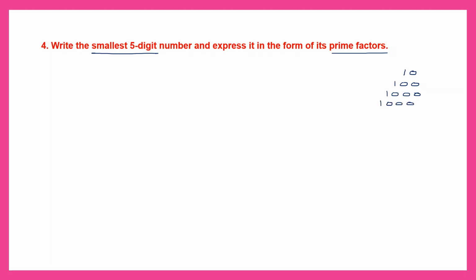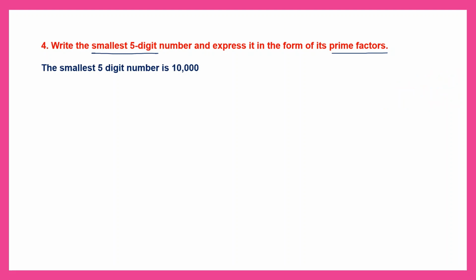So let me go through this again. Smallest two-digit number is 1 followed by 1 zero, 10. The smallest three-digit number is 1 followed by 2 zeros. Then the smallest four-digit number is 1 followed by 3 zeros. Now we've been asked to write the smallest 5-digit number, that is 1 followed by 4 zeros. So this is the smallest 5-digit number, and what number is this? 10,000. So the smallest 5-digit number is 10,000.